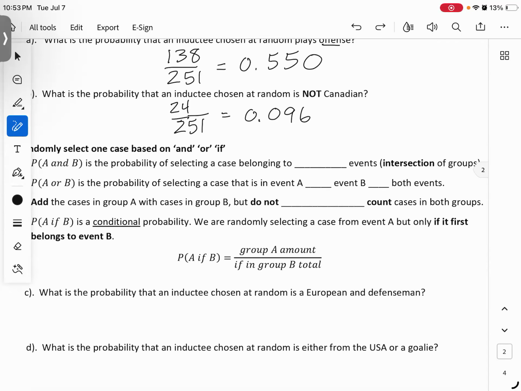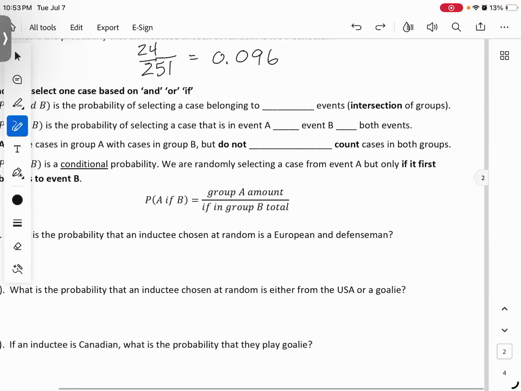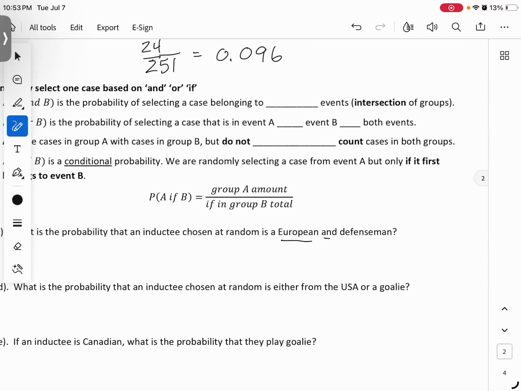Now, the next few examples are all about the language. More specifically, they're going to use words like or, and, if. I'm going to start with the and, like this one here. Suppose we mixed up all the players. What's the probability that they happen to be both of these things? Right, and that's the word that we're going to put right here in the notes.